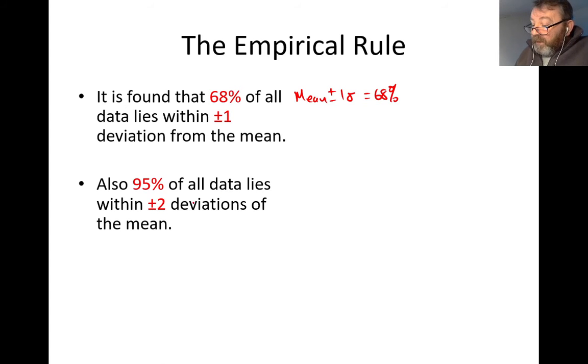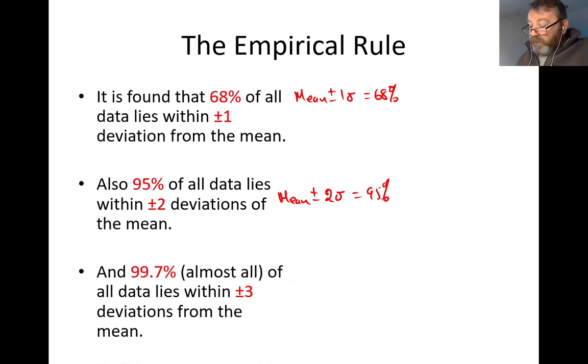95% of all data lies within plus or minus 2 standard deviations. So you go to the mean, you add or subtract 2 sigmas, and that will give you 95% of the population. And lastly, if we go to 3, so you go to the mean plus or minus 3 standard deviations, you'll get 99.7%. Now, these numbers have changed slightly since we did this the first time.